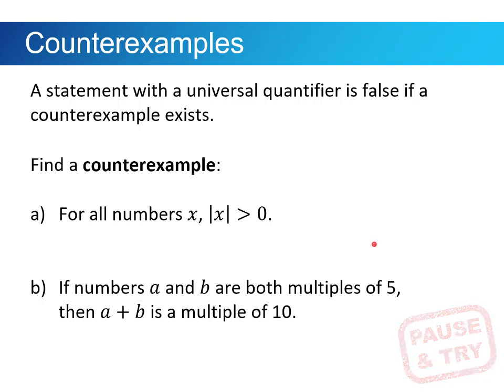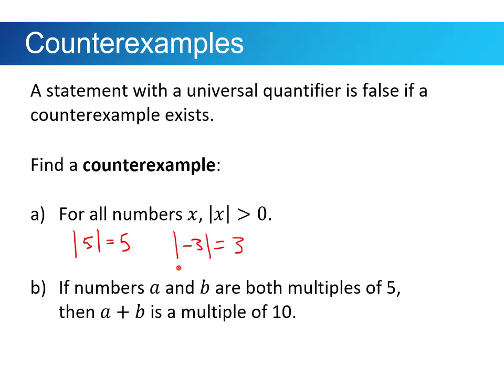All right, let's see what we have here. For A, we might start with some confirming examples. Absolute value always turns things into positive, right? So if I start with a positive 5, I get a positive 5. And if I throw a negative 3 into the absolute value, I get positive 3. So it looks like from a couple confirming examples that maybe this statement is true. But then perhaps you think to yourself, what about 0 itself? The absolute value of 0 equals 0, and 0 is not greater than 0. So we have our counterexample. 0 is a counterexample for that claim. So I know claim A is false.